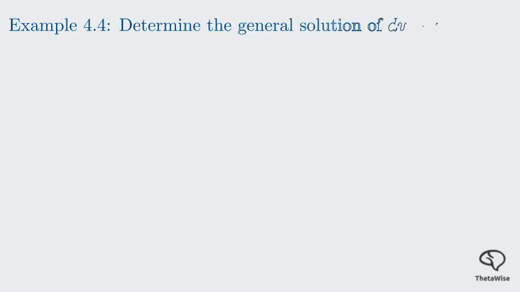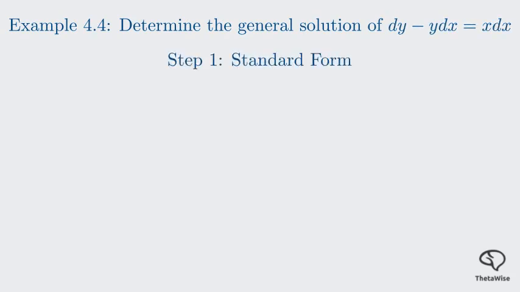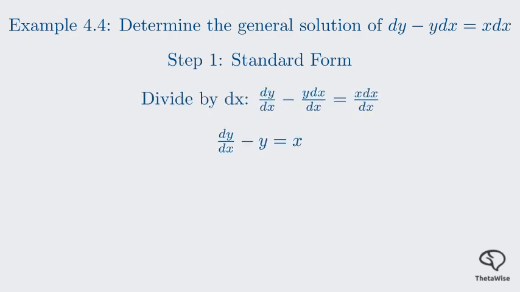We are asked to find the general solution of dy minus y dx equals x dx. Step 1. Standard form. First, let's get rid of the differentials dx and dy in this format. We do this by dividing the entire equation by dx. Dividing every term by dx, we get dy/dx minus y dx over dx, which is just y, equals x dx over dx, which is x. So the equation becomes dy/dx minus y equals x. This is the standard form we know.